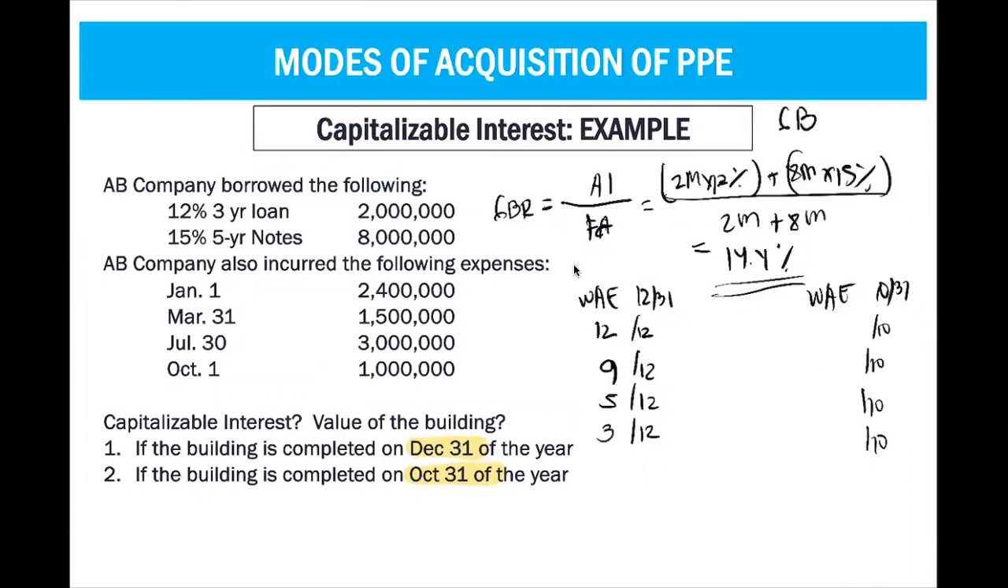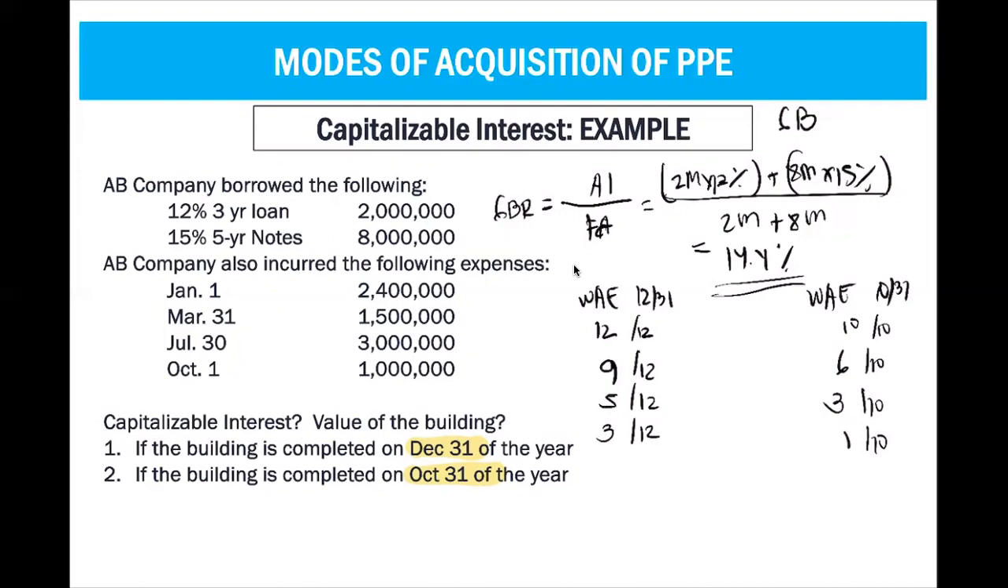And then for 10/31, count from the date up to the end. So January to 10/31, 10 months. March 31 to October 31. So April, May, June, July, August, September, October, 6 months. Next, we have July 30 to October 31. So August, September, October, 3 months. October 1 to October 31, 1 month.